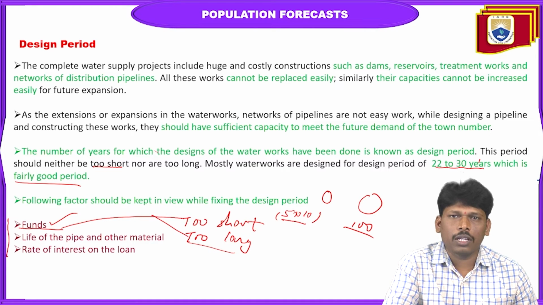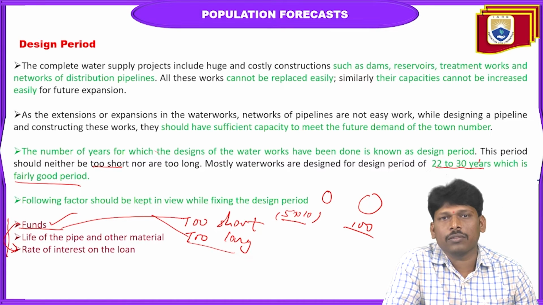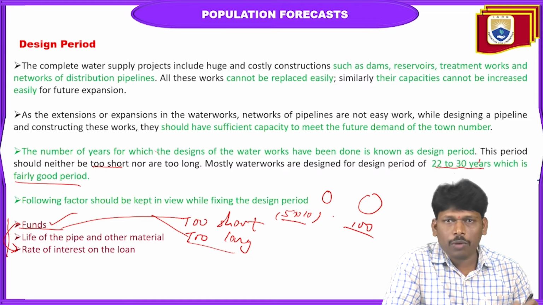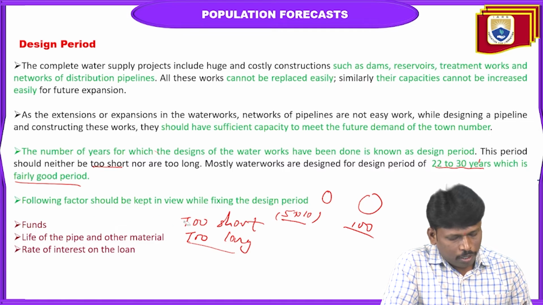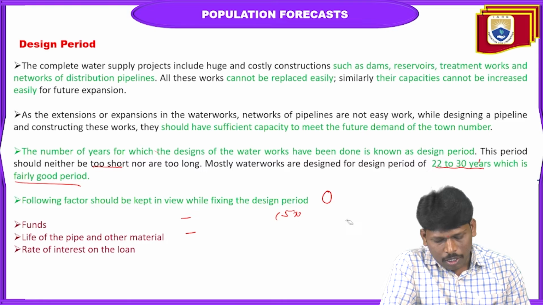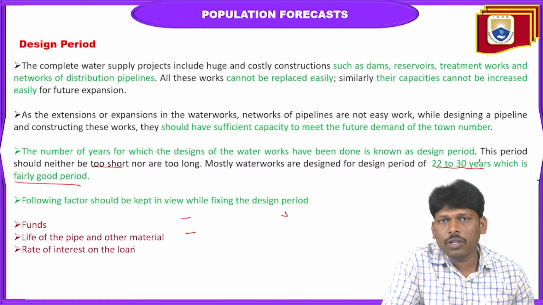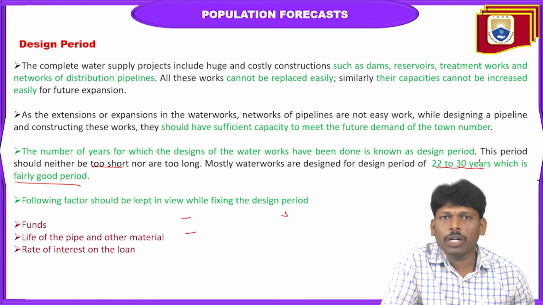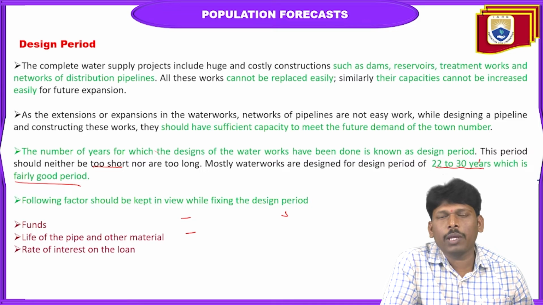If you spend some huge amount unnecessarily on a particular project, the interest on the project may increase. So again it will be a problem. That's why we are supposed to keep all these points in mind before fixing the design period of a particular element or structure. Here, funds, then the life of the pipe and other materials. If you fix your design period for 100 years, whatever material we are using in the construction of those elements may not serve for 100 years. So in between, maintenance work is required.